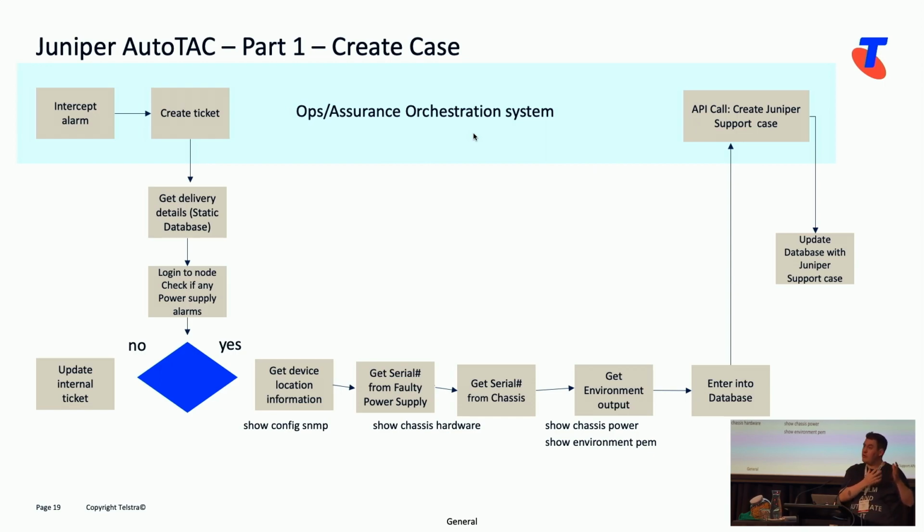Now, when we do create that JTAC case, it's created in a templated, standard manner. So we say this is an automated case, we show the outputs, we say we are requesting RMA, this is the serial number, this is the model number, and this is the delivery address. Because we say that we've checked the power, we've checked the circuit breaker, we've reseated it, we've done all that.